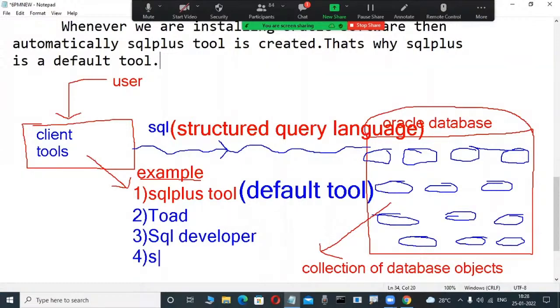Again, some companies are using SQL Navigator. Navigator is a tool. Okay, these are all client tools. Yes, so Navigator is a tool. Through these tools we are connecting.